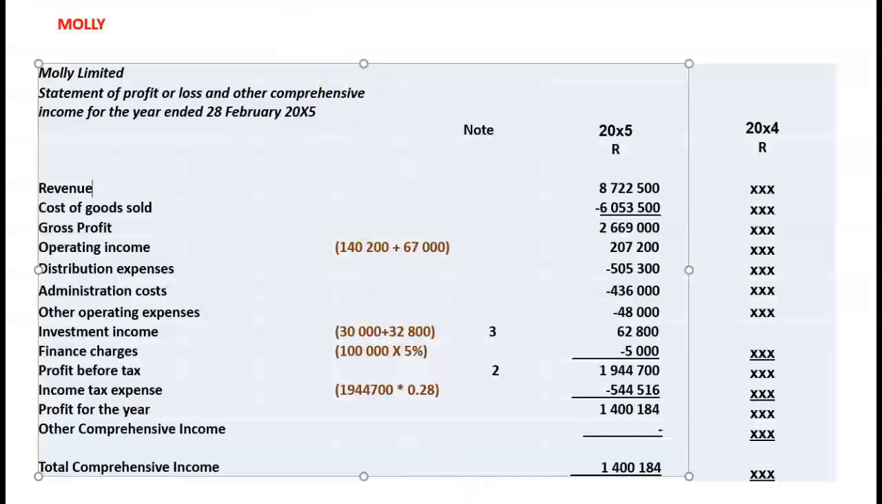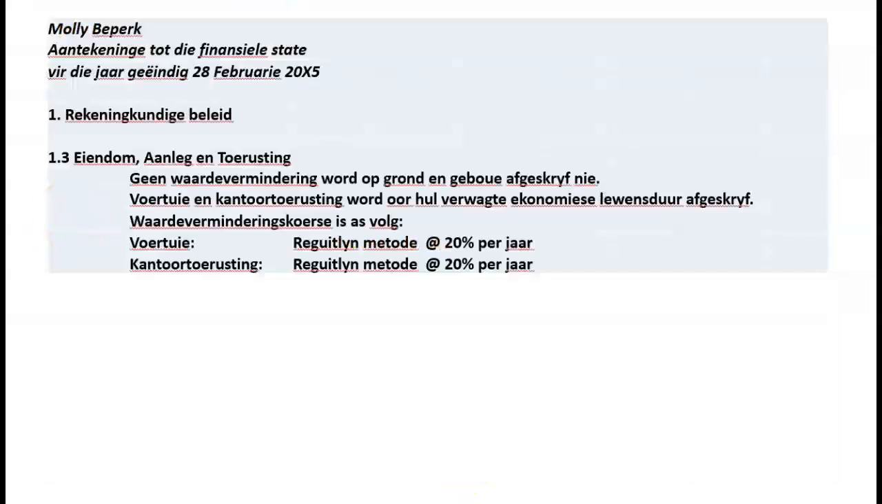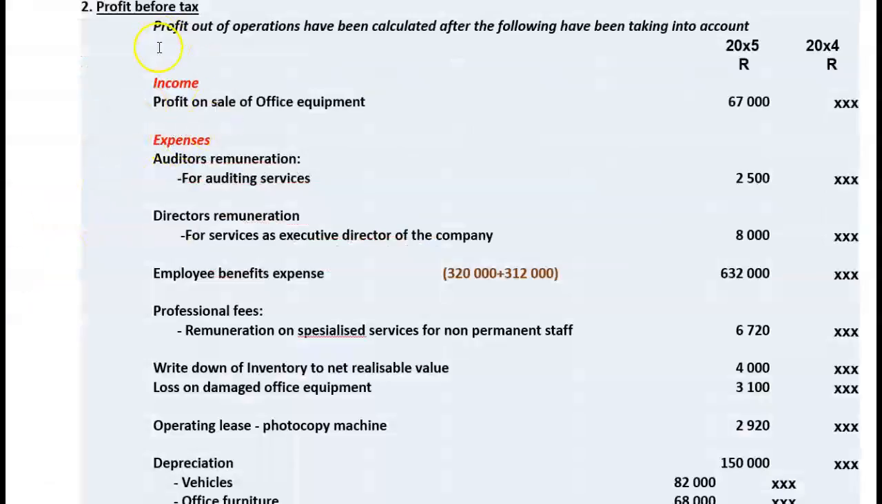Now, in the profit before tax note, we have to do accounting policy as well. We will do that now. In the profit before tax note, we have to distinguish, again, this year, last year, Rand, between income and expenses.